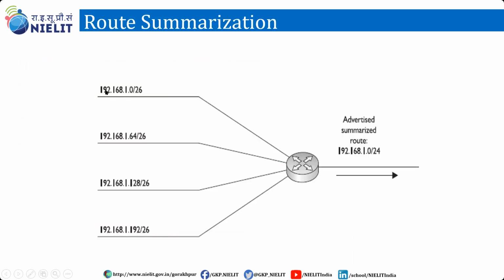Suppose there are many networks connected to this router: 1.0/26, 1.64/26, 1.128/26, 1.192/26. These are different subnets. अब these are 4 different subnets. So normally, without VLSM, without route summarization, this router needs to provide information of each network to its neighbor router. But with the summarized version, the router will combine this entire network into a single summarized route, 192.168.1.0/24. So all these routes can be provided in the form of 1.0/24.